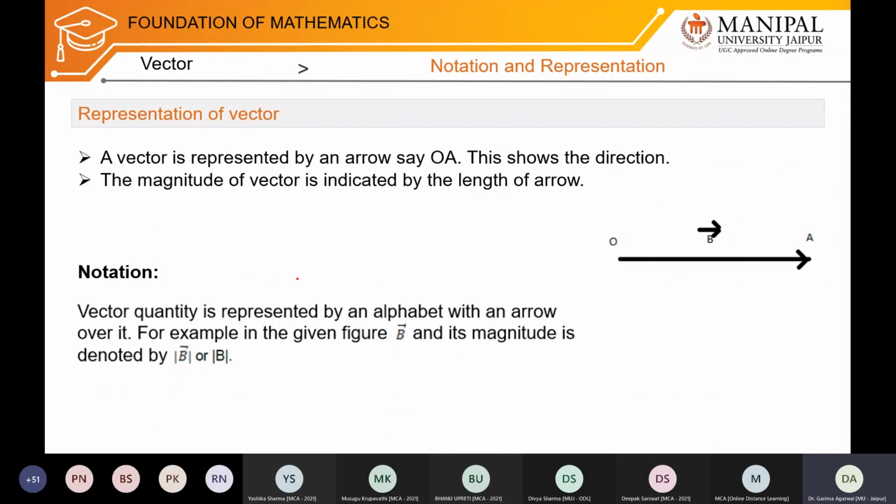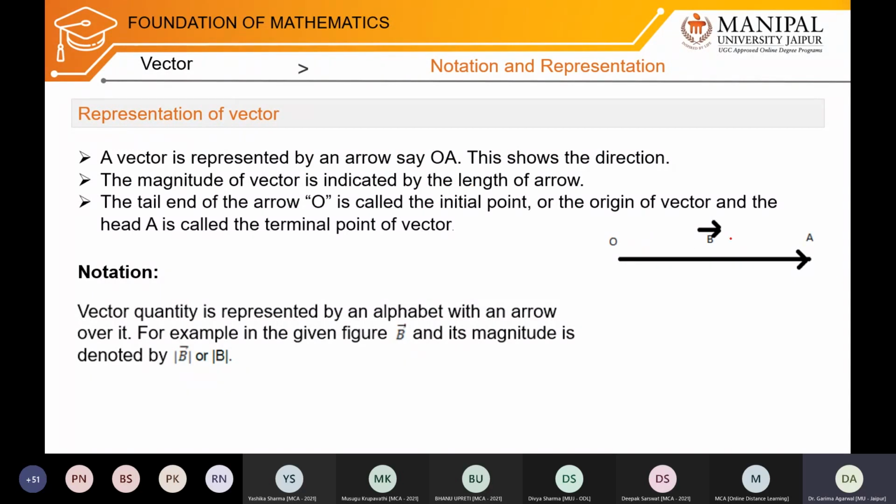Representation of vector. A vector is represented by this arrow, right? Let's say if the distance is OA, so we can represent it as OA and then that kind of arrow on that, right? The magnitude of vector is indicated by the length of arrow. The trail end of the arrow O is called the initial point or the origin of the vector, and the head is called the terminal point of the vector, right?